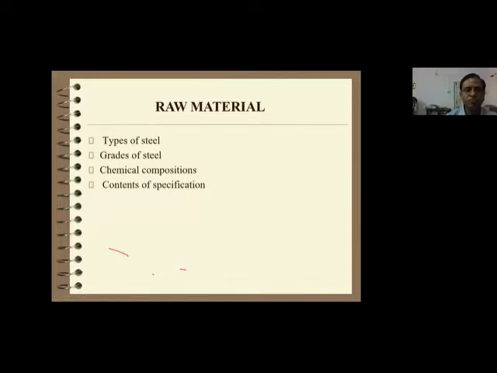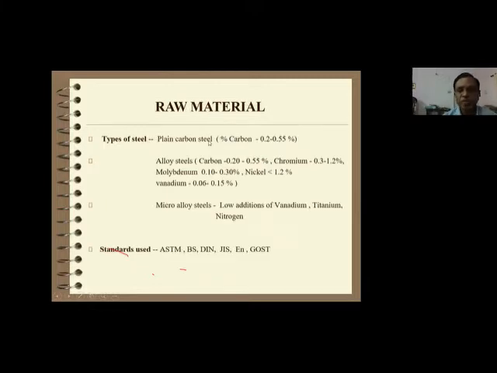Now, when we say forging of steel, the raw material is the first thing, that is the type of the steel, grade of the steel, chemical composition, and content of the specification. Normally raw materials are either plain carbon steel, where the carbon is in the range of 0.2 to 0.55%, or they could be alloy steels. That is, in addition to carbon, there are certain additions like chromium or molybdenum or nickel in certain percentages, or vanadium. Apart from this, there is a grade called microalloy steel grade. It has very small additions of vanadium and titanium with some percentage of nitrogen. What that microalloy steel is and where it is used, I will explain in the subsequent slide.